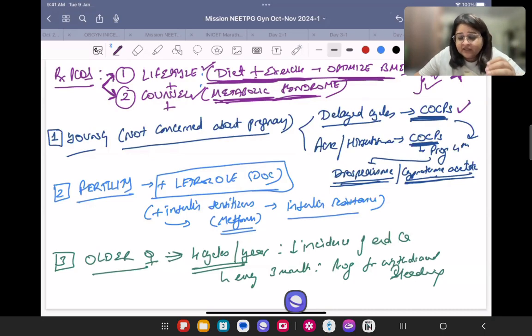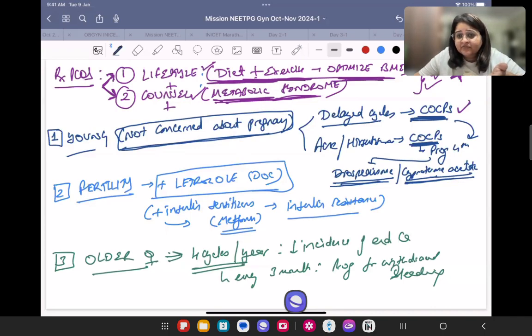Okay? If they're young, you do this, give them primarily OC pills. If they want to get pregnant, give them letrozole. Okay, and if they're older, make sure that they're getting their period at least every 3 months. Why don't we prescribe letrozole to young girls? Because we don't have to get them pregnant. Look here, she's not concerned about pregnancy. Why do you want to get her pregnant? Why do you want to induce ovulation if the aim is not pregnancy?